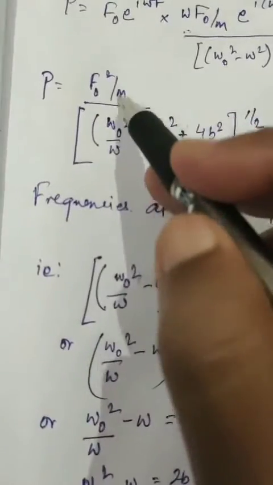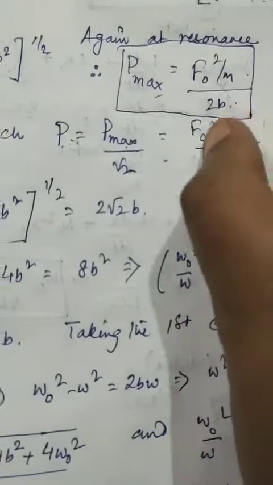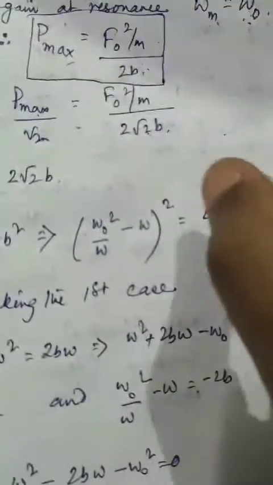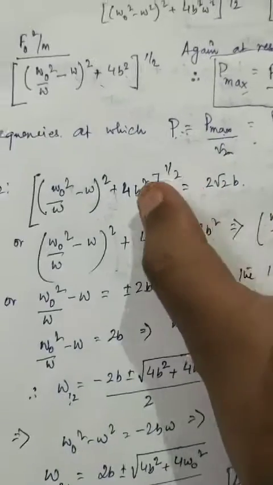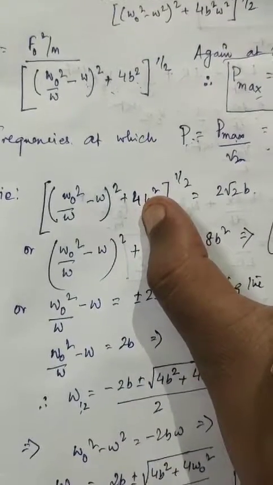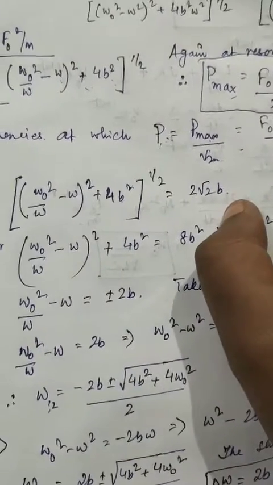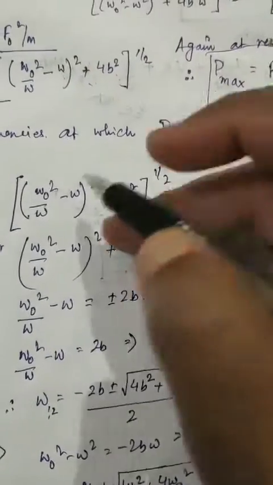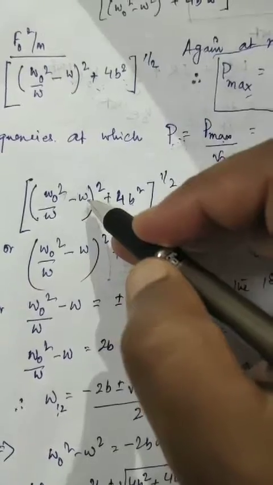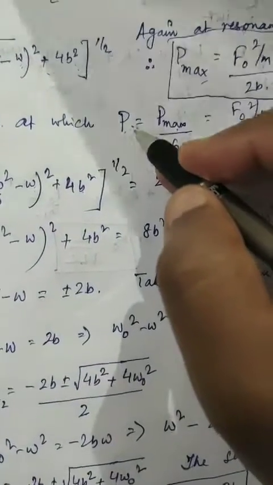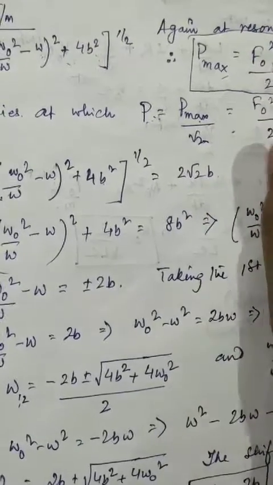That means F naught square by m is the same. That means this term must be equal to 2 root 2 of b. So let us put this term, that is (omega naught square by omega minus omega) whole square plus 4b square, to the power half, as 2 root 2 of b, and let us solve this equation for finding out omega. So these will be the values of omega for which the power will reduce to 70% of the maximum value.